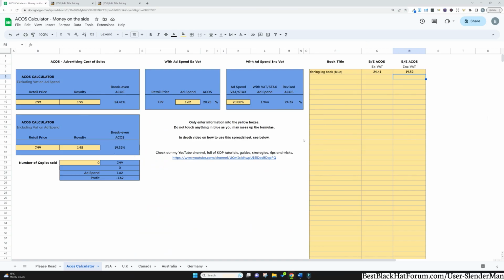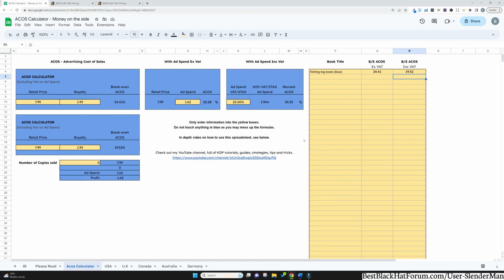have for each marketplace. So it is a good idea to duplicate these tabs at the bottom. As you can see, I have renamed each tab for the different marketplaces that I wish to advertise on. For example, in the USA tab, you will put the list price and royalty in the calculator, find the break-even ACOS, and add it to the list on the right. That way, when you come to advertise a book on the US marketplace, you can easily jump into the USA tab, find the book that you want to advertise, and then find the break-even ACOS.